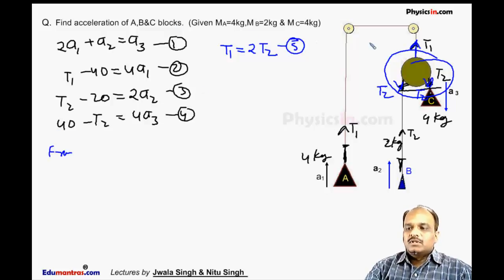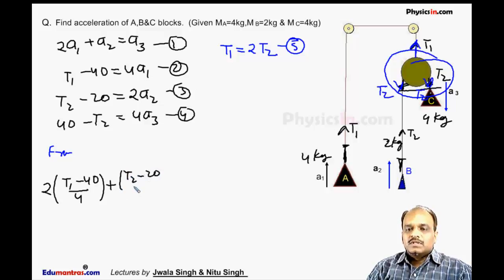From all these equations, we will substitute the value of A1 here. So we can write 2 times A1. A1 from here is T1 minus 40 divided by 4. This is our A1 plus A2. A2 means T2 minus 20 divided by 2. That is equal to A3. A3 means 40 minus T2 by 4.